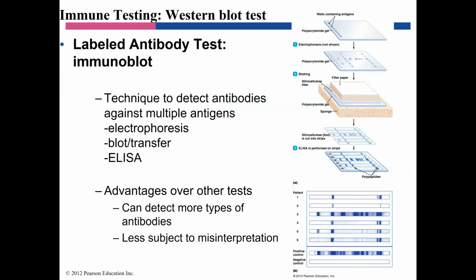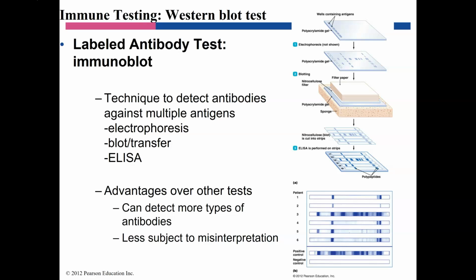Another variation on the ELISA is called a Western blot. Why Western blot? It's kind of a joke, because Southern was an individual that came up with a method to detect DNA. Then when they came up with a method to detect RNA, they called it a Northern. Right, yeah, science humor. And then when they came up with the method to detect protein, they called it a Western. So this is a Western blot.